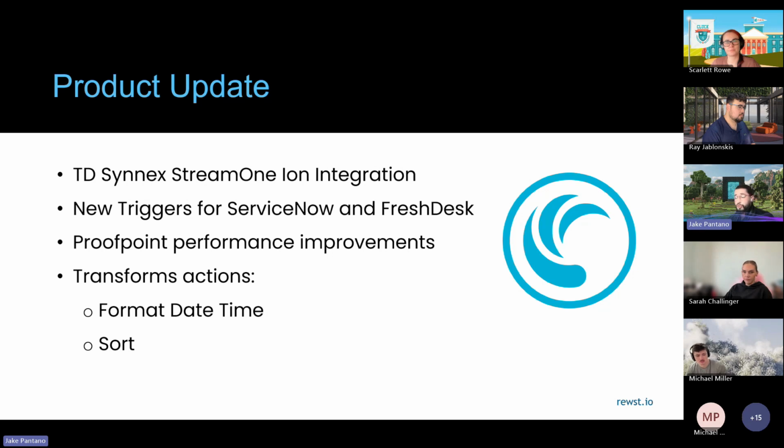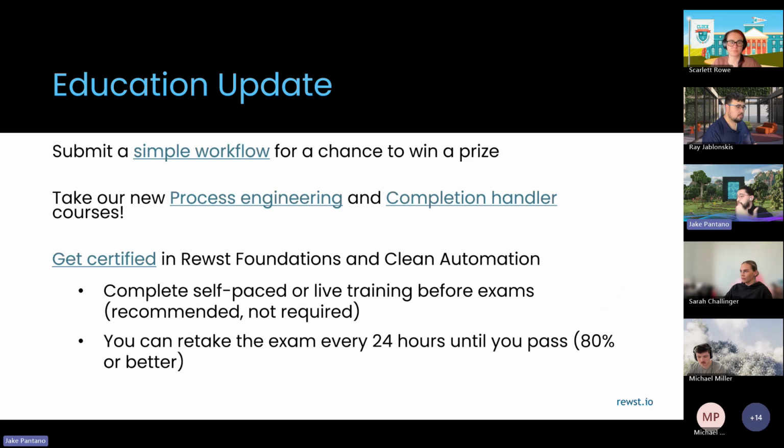There's also a new proof point. They released new APIs and they're much faster. So we've also got in and integrated with their new APIs as well. And we also have new transform actions as well, which I'll show later on. So we've got one for formatting a date and time, and a sort transform for sorting alphabetical order of, say, people's names, right?